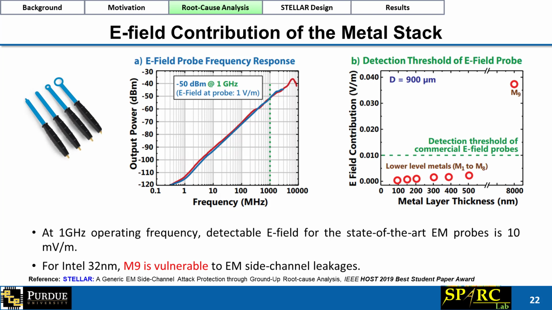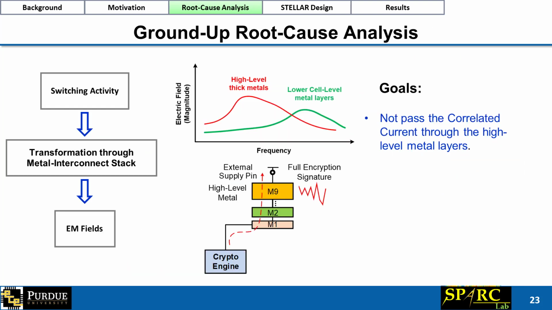This slide shows the E-field contribution of the individual metal layers for the Intel 32nm process node. At 1 GHz operating frequency, the detectable E-field for the state-of-the-art EM probes is 10 mV per meter. Hence, for the Intel 32nm process, metal layers M9 and above are vulnerable to EM side channel leakages. Hence, our goal is not to pass the correlated current through the high-level metal layers.